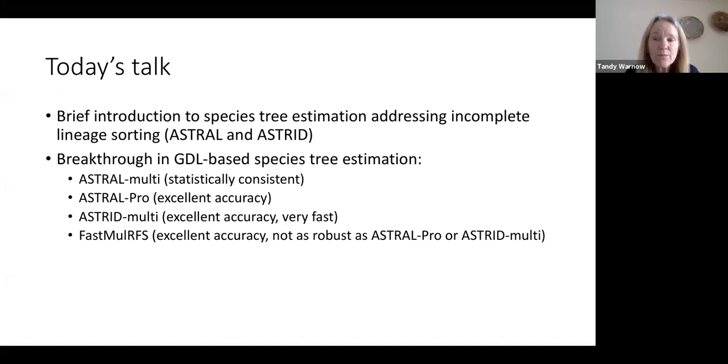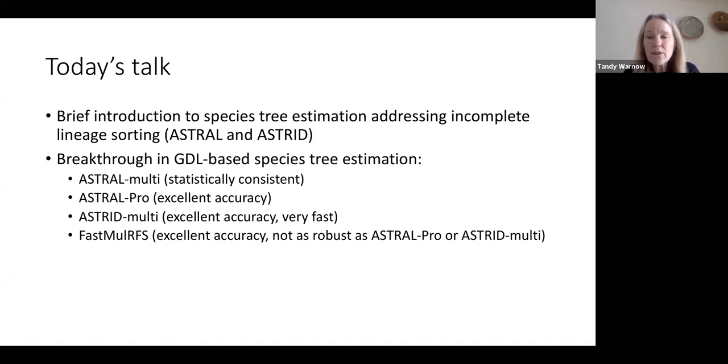That was the first breakthrough. Then there was a modification to Astral to make it work really well for gene duplication and loss, and that's called Astral Pro. Then there was another method, Astrid Multi, which is like Astral Multi, but designed for multiple individuals. It's also really accurate. And then FastMulRFS, which is a new method that was developed specifically for GDL, and it has also excellent accuracy.